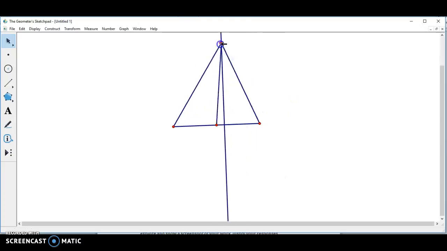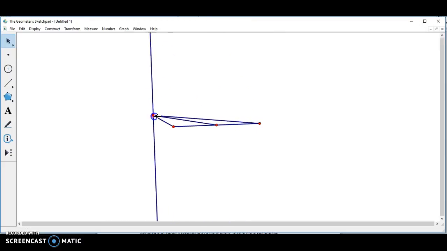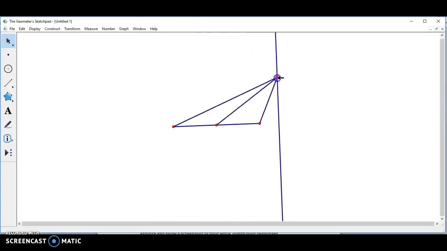Could stretch it all the way up here, over here, over here. These two triangles equal area. So any triangle is going to have the same area, one split from midpoint to opposite vertex.